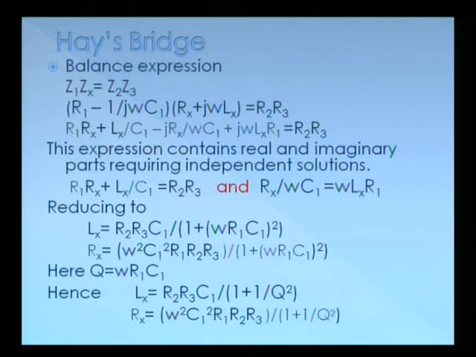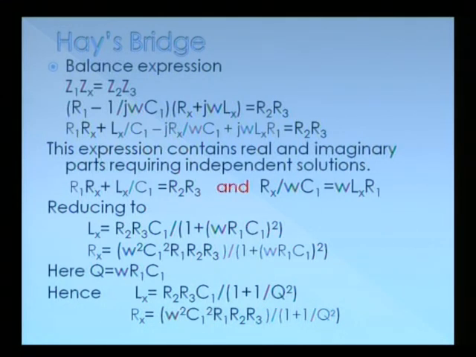The real part is reducing to R1 Rx plus Lx upon C1 is equal to R2 R3, and the imaginary part, Rx upon omega C1, is equal to omega Lx R1. These two expressions can be reduced further to the values of Lx and Rx. Lx is defined as R2 R3 C1 upon 1 plus (omega R1 C1) square, and Rx is defined as omega square C1 square R1 R2 R3 upon 1 plus (omega R1 C1) square.